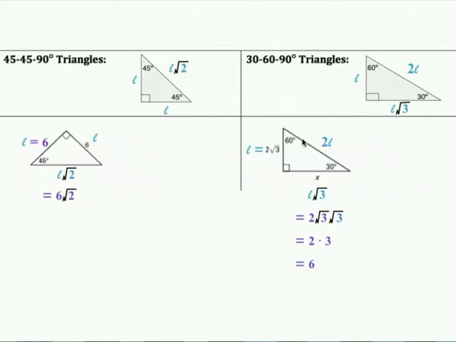Just for practice, we're also going to solve for the 2L side, even though the variable is not on that side. We could plug in 2 radical 3 for the L here. So it becomes, instead of 2 times L, 2 times 2 radical 3. Normal numbers can go ahead and multiply. Your final answer is that the hypotenuse is 4 radical 3 units long.